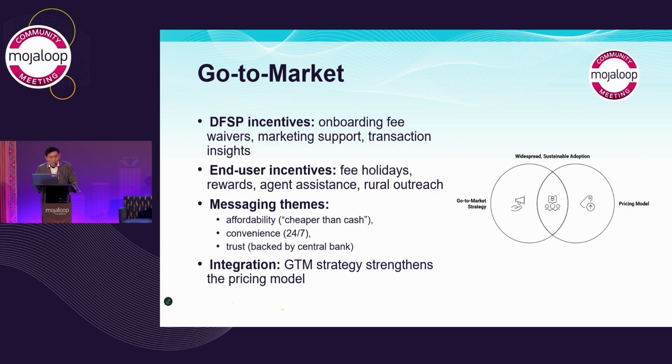For the FSPs, we need to provide strong incentives to join and promote the scheme. This can include waiving onboarding fees for early adopters, providing marketing support, and sharing transaction insights to help them serve their customers better. For the end user, the incentives need to be direct and compelling. Things like a fee holiday for the first few months, rewards for frequent use, and targeted outreach in rural areas with agent assistance that can help drive initial adoption.